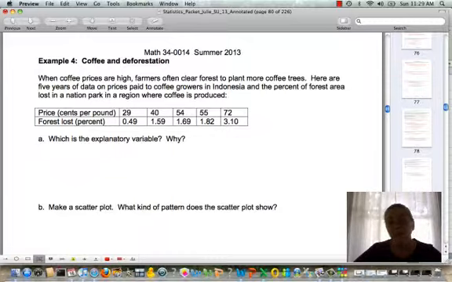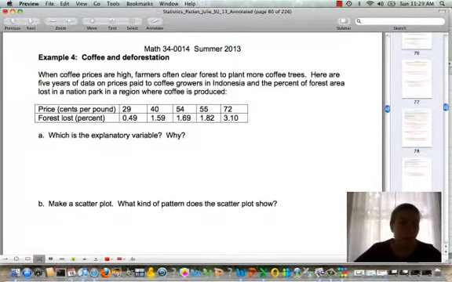Here is 5 years of data on prices paid to coffee growers in Indonesia and the percent of forest area lost in a national park in a region where coffee is produced. So I think in Indonesia they're not as strict with the national parks, so maybe coffee growers are clearing trees there to make a profit, which is probably not so good.